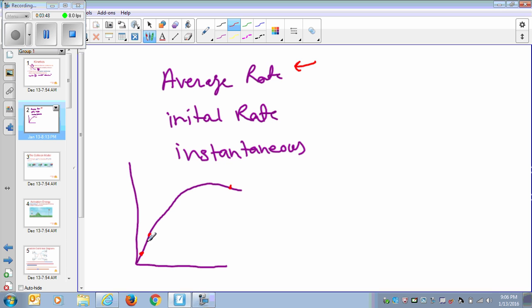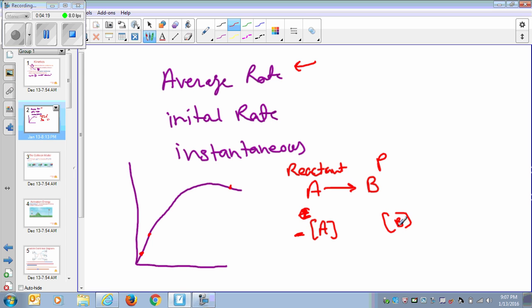The rate of reaction decreases because if I'm converting a chemical A into a chemical B, A is my reactant and B is my product. Whenever we put something in parentheses, it represents concentration. As the reactant converts into the product, the concentration of the reactant decreases and the concentration of the product increases. So the rate of reaction will decrease as the reaction moves on.